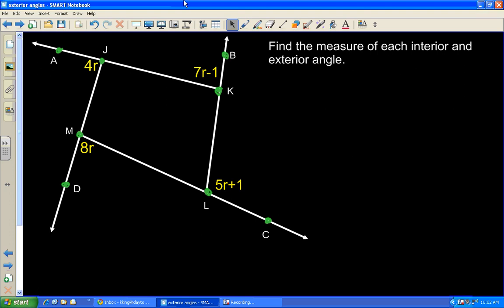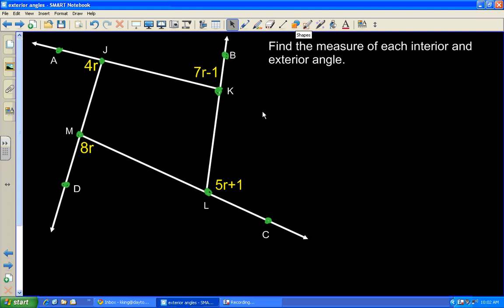The first problem you see says find the measure of each interior and exterior angle. We've got a few algebraic expressions for our exterior angles. Just like when we did the interior ones, we can add them all up, and I hope we all remember exterior angles always add to 360. It does not matter the size or the shape, how many sides, they're always going to add to 360. Okay? So first thing I'm going to do is solve for r.